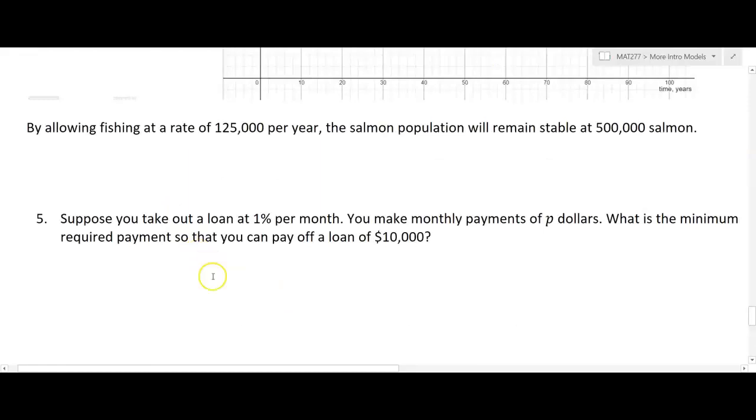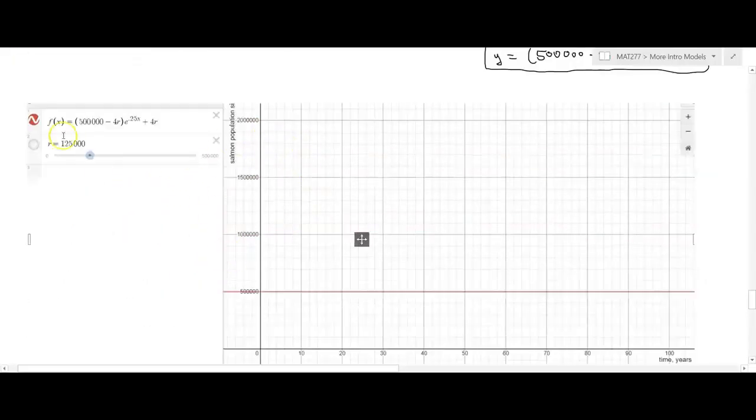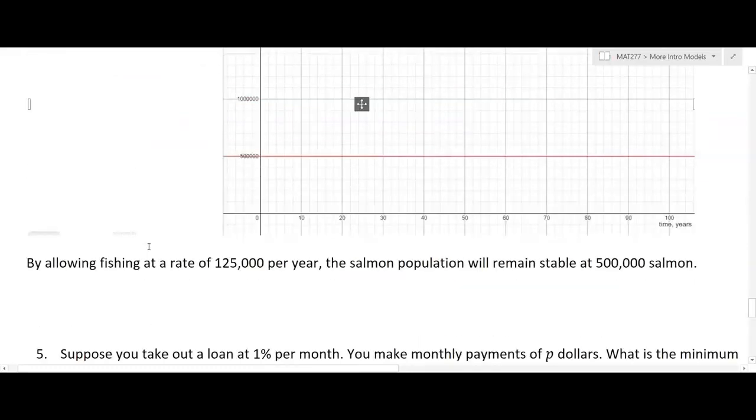All right, we'll take a look at one more problem, and in the next lesson, we'll take a look at that 125,000 and how we could think about that 125,000 without having to go through this whole solution process, some other techniques in analyzing differential equations.